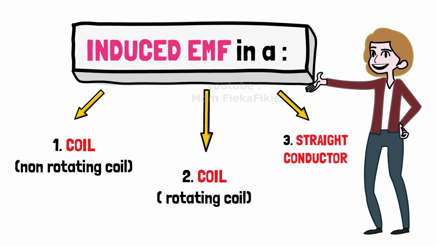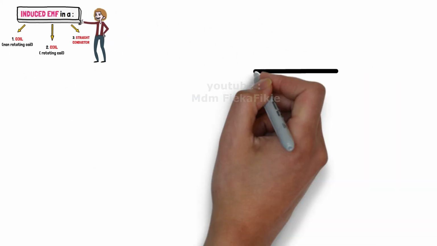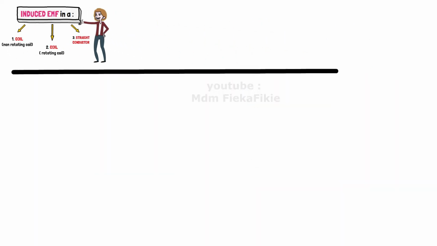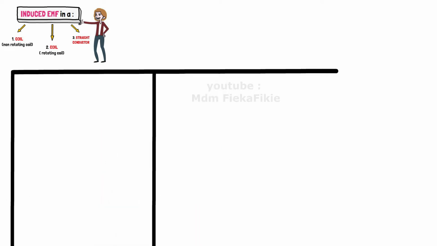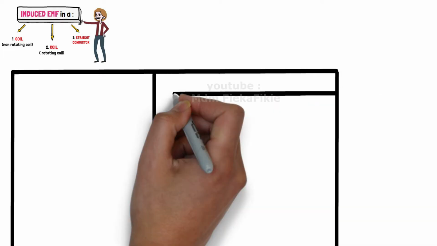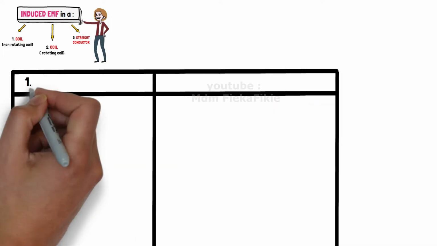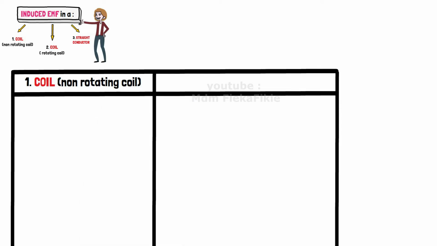Okay, kita akan tengok 3 equation yang berbeza dan kita akan tengok bagaimana untuk kita tentukan direction of the induced current dalam 3 case yang berbeza ini. Jadi, jom kita mulakan dengan case yang pertama. So, let's discuss about non-rotating coil. Apa yang dimaksudkan dengan non-rotating coil?